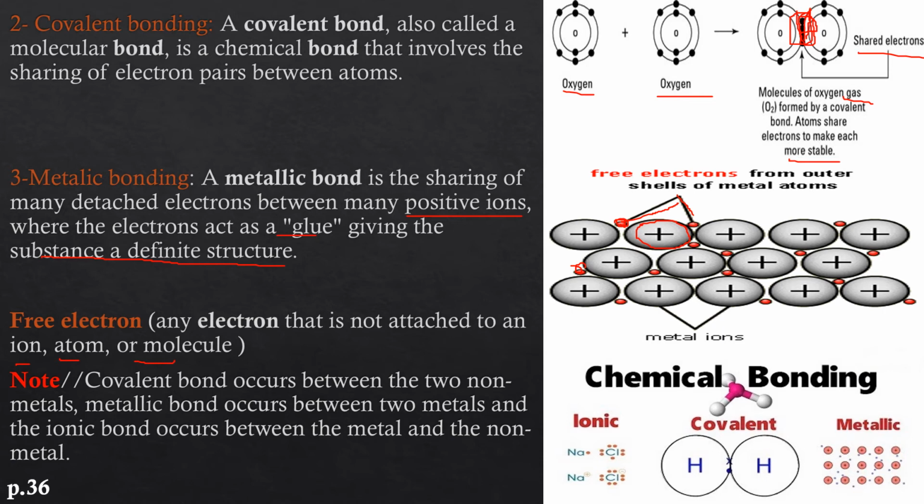We have a note here. A covalent bond occurs between two non-metals. A metallic bond occurs between two metals, and an ionic bond occurs between a metal and a non-metal. Here is the last picture, which is chemical bonding. Here we have ionic, covalent, and metallic.